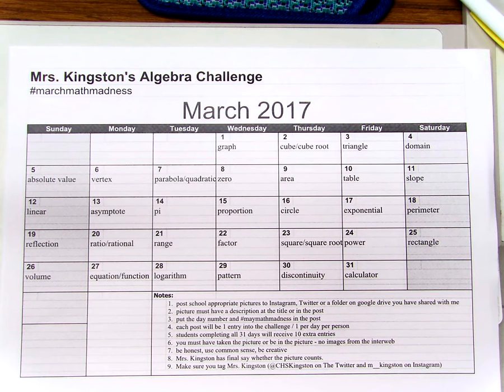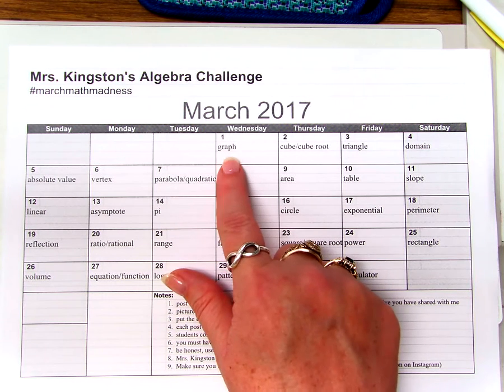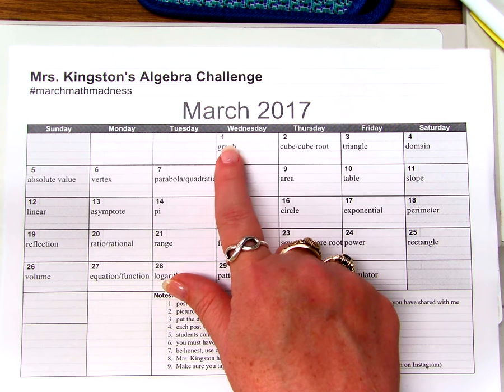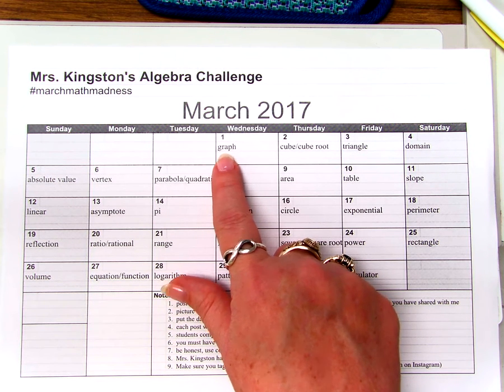So here's what's going to happen if you choose to participate on this. On Wednesday, which is the 1st of March, you're going to go outside of school, not at school. We all know math exists at school. My goal for this is to help you see math outside of school. And you're going to find a graph and you're going to take a picture of it.